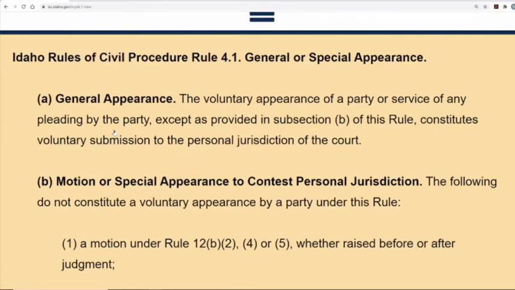B. Motion or special appearance to contest personal jurisdiction. The following do not constitute a voluntary appearance by a party under this rule. A motion under Rule 12(b)(2), (4), or (5), whether raised before or after judgment. Before or after judgment. So, even after you've gone to trial.